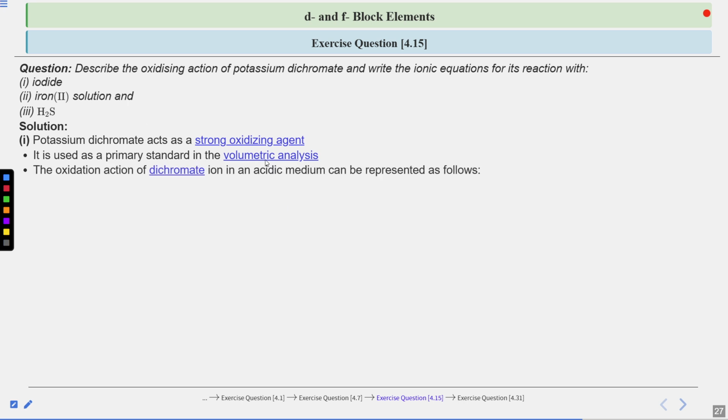The oxidizing action of the dichromate ion in an acidic medium can be represented as follows. In the acidic medium where H+ protons are present, Cr2O7 2- plus 14 H+ plus 6 electrons gives 2 Cr3+ plus 7 H2O. So the dichromate is converted to chromium ions, Cr3+, with a 3 positive charge. The E naught for this is +1.33 volt.